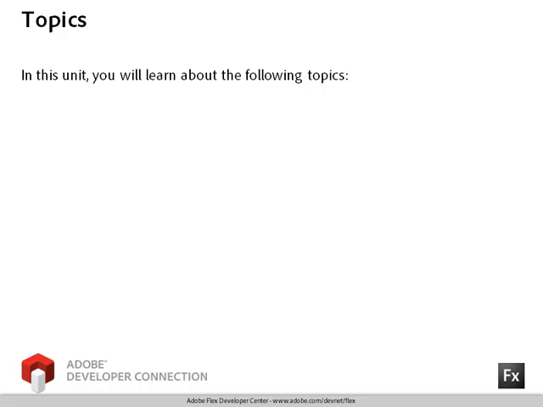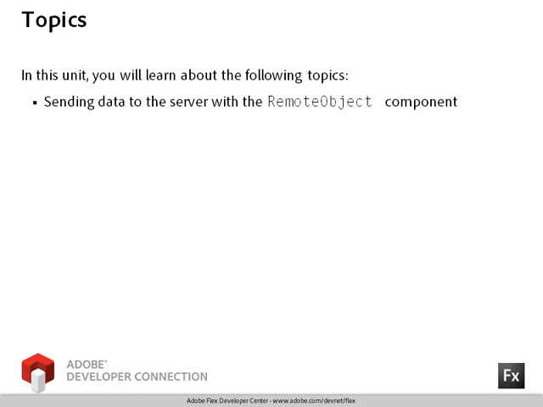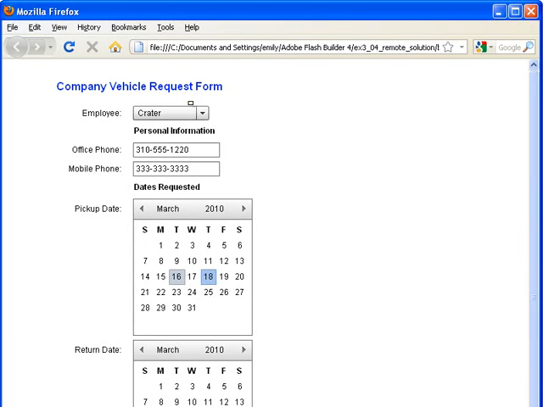In the first and second days of training, you learned how to request data from the server to use in your application. In this video, you will learn how to send data to the server using the Flex RemoteObject component. You will also handle the confirmation message from the server that returns the record ID for the data that was inserted into the database.